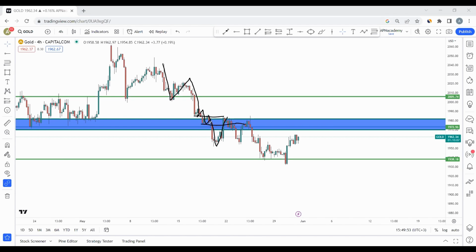This area here was tested. We had a false breakout, broke down. We came back, tested it. These are equal lows. The market finally broke, retested it. And then we have like a triple bottom here. So false breakout here, the market is kind of coming to this area.